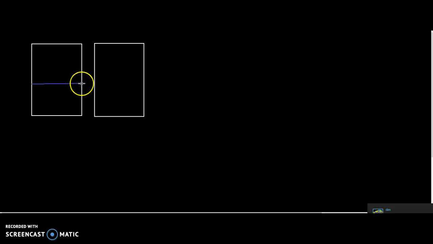I'm gonna draw and represent the water level in the beginning. Let's say in the beginning, it was right here. And there's a duck over here.